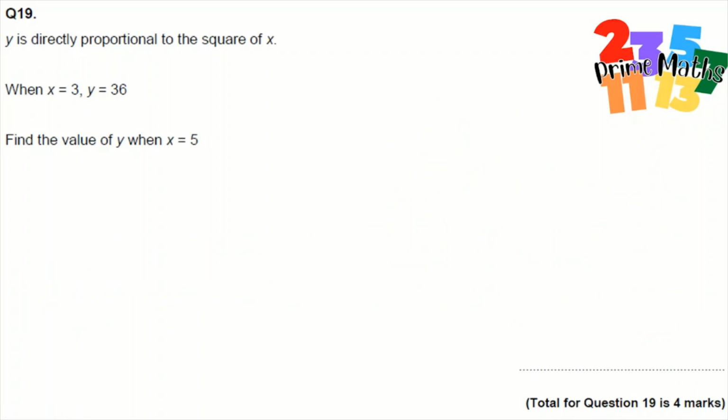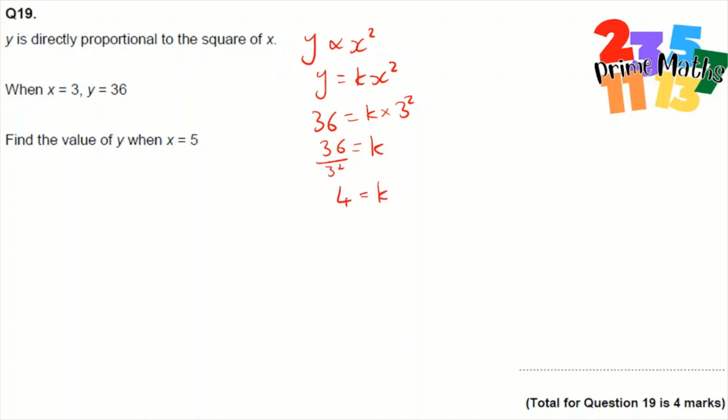Question 19, y is directly proportional to the square of x. I can write this as y is proportional to the square of x. This can also be written as y is equal to kx squared. When x is equal to 3, y is equal to 36, and I can solve this and say that k is 36 divided by 3 squared, meaning that k is 4. That means I can write this equation out now properly as y is equal to 4x squared.